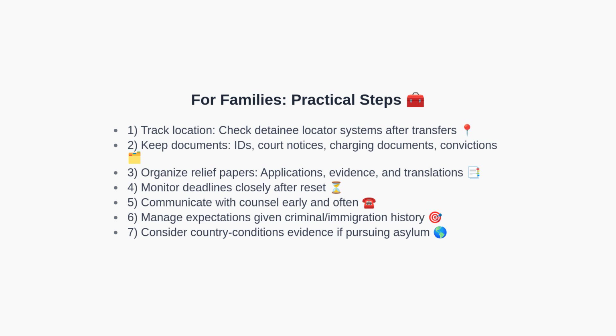Dates and requirements may change with the new court. Fifth, communicate with counsel regularly to align on strategies. Sixth, manage expectations, because criminal and immigration history can drastically limit options. Seventh, if asylum or similar relief is pursued, develop country conditions evidence early. Next, let's test your understanding with a quick knowledge check.